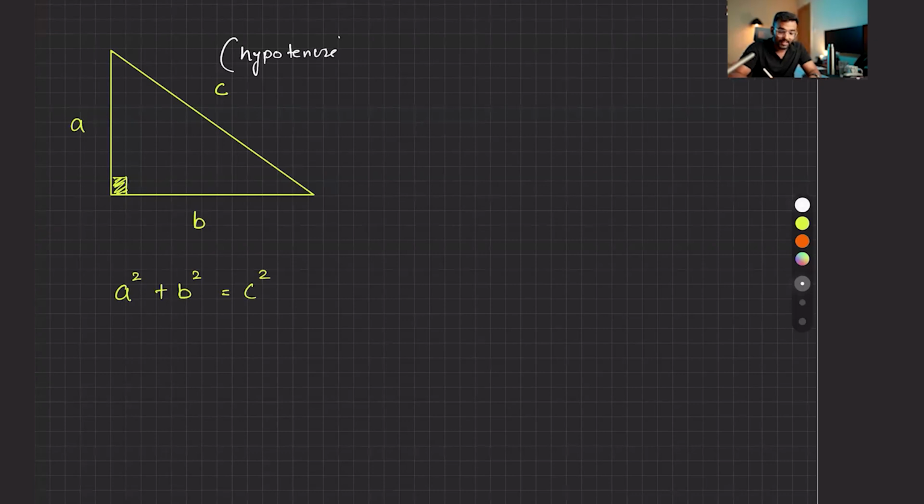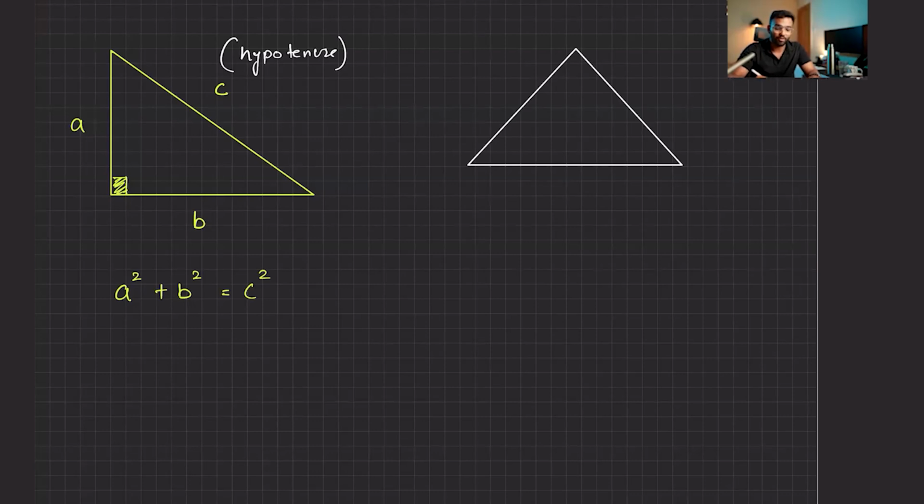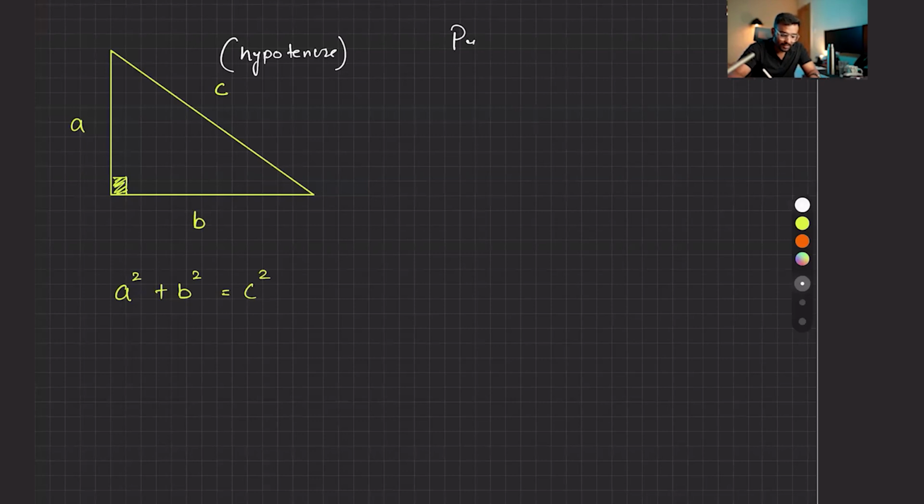Hypotenuse. So this particular naming is only used for which triangle? Right angle triangle. You won't find a hypotenuse in an isosceles triangle like this, or an equilateral triangle. So this is the Pythagoras theorem. You won't have to memorize the definition of it. You just need to understand what it is.